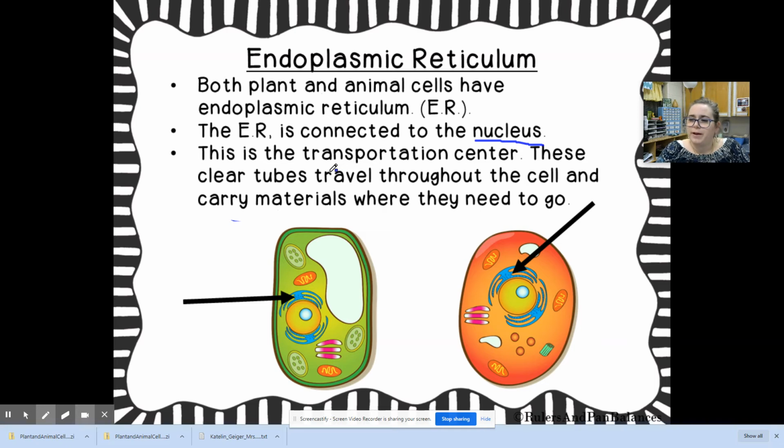I wonder if they have a cell song like that. This is the transportation center. These clear tubes travel throughout the cell and carry materials where they need to go. Okay, so it's transporting the materials from the nucleus to where they go.